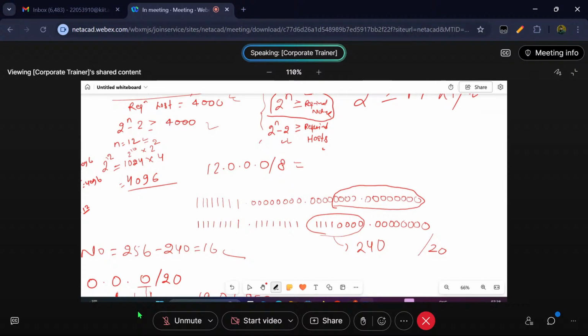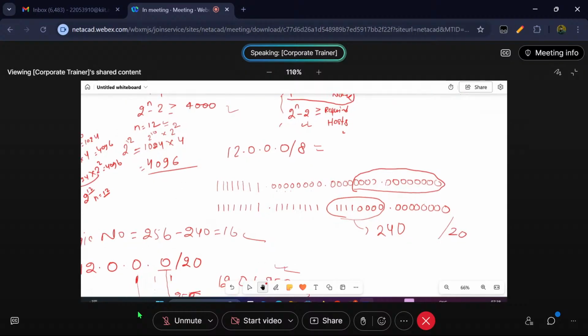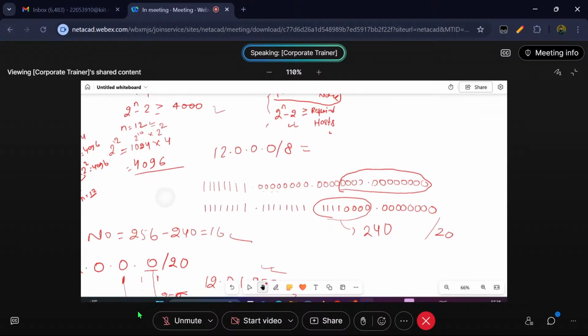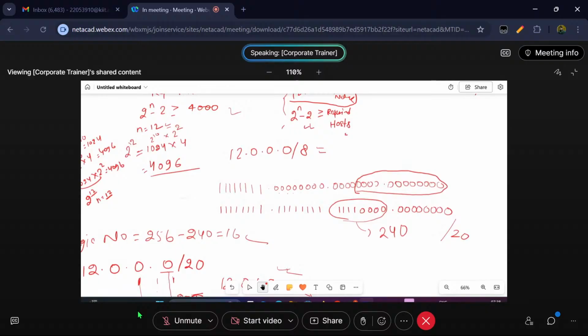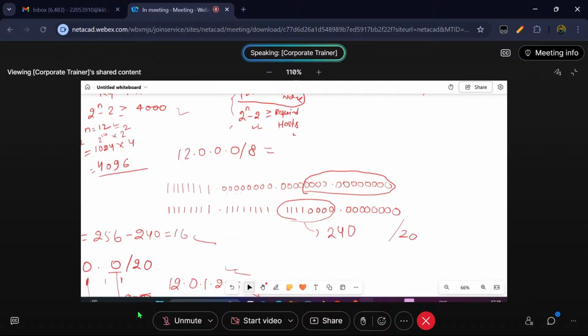255.0.0.0. In this case, 255 I have converted into binary form, like 8 times 1 I have written here, and the remaining bits are 000. In the next case, we got that the value of n is 12. So 12 bits from the right to the left in the subnet mask, you just have to make it 0, because we have a requirement of host.